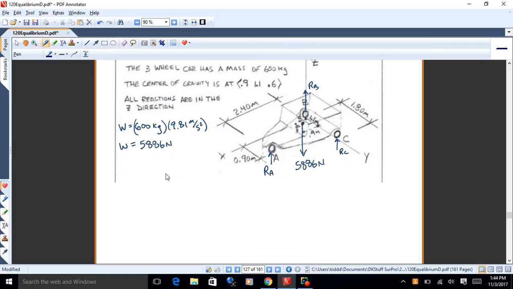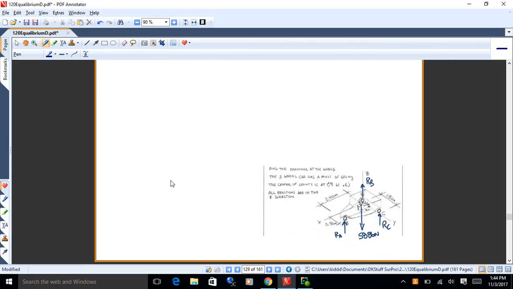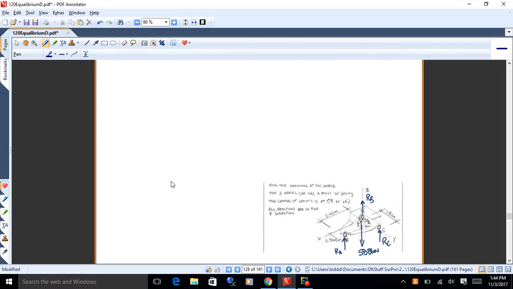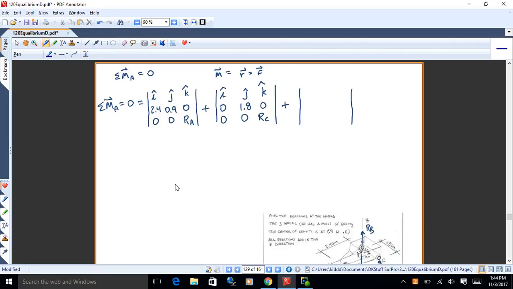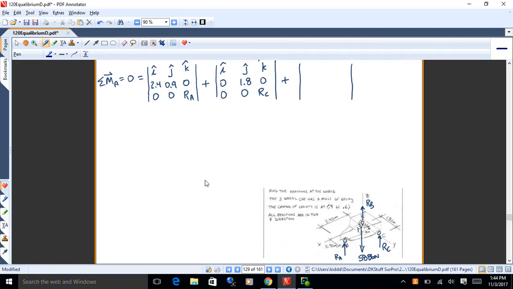So we get the weight in newtons, 5886. And then what we would do is take a moment about some point, remembering that moments are r crossed with F. So I could take a moment about A for this. What I would do is put my cross products together. And remember, I'm crossing r with F, so I'm going to put in a vector for how I get from A to each of the points.